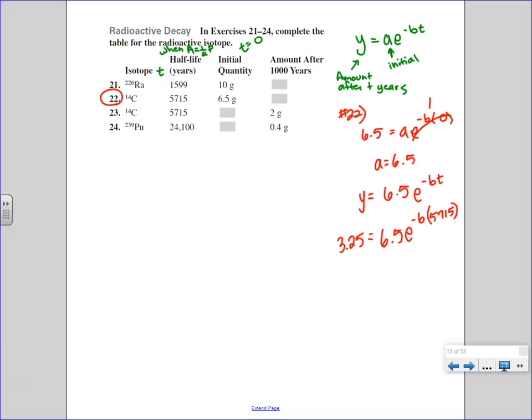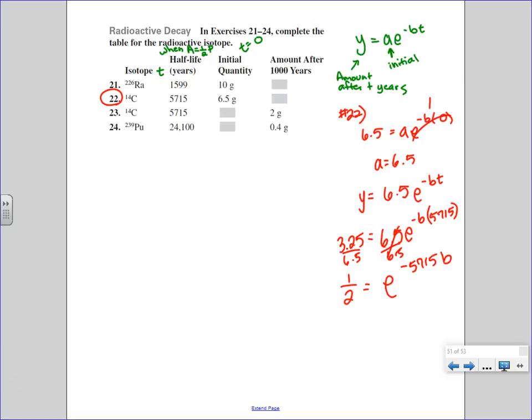So then we can say, all right, let's go ahead and divide by 6.5. But remember, if it's half, what's going to happen when I divide? It's going to be 1/2. He's half of who this guy is, so as soon as I move that guy over, it's a half. I didn't even actually need the number. And I have e to the negative, to make it look pretty, 5715b.